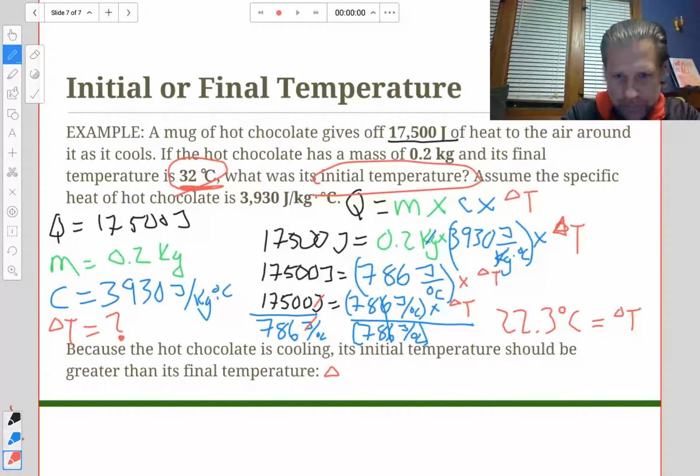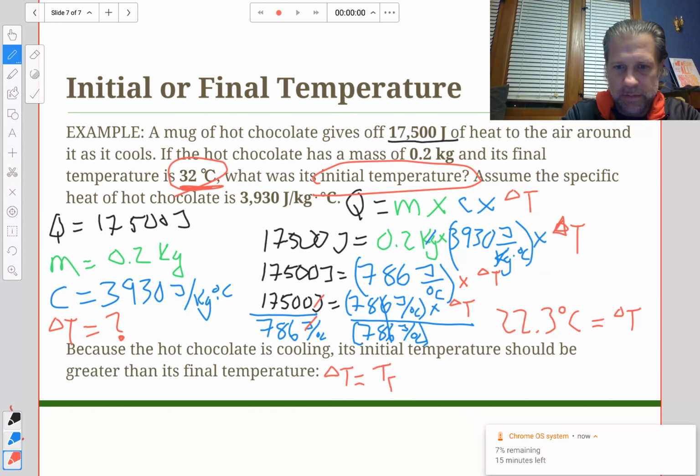Okay, so delta T means T final minus T initial. Well, I'm going to rearrange the formula so that we're just solving for the initial temperature. And when I do that, I get a formula of Ti equals TF plus delta T.